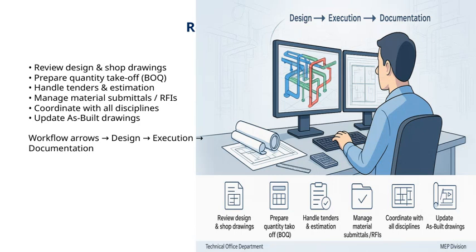First, we review design and shop drawings to ensure everything aligns with project requirements. Next, we prepare the quantity takeoff, often called the BOQ, which helps us estimate the materials and costs accurately. Handling tenders and estimation is also a key part of the role, as it involves assessing bids and preparing competitive proposals. Managing material submittals and RFIs is crucial to keep the communication flowing smoothly with suppliers and clients.